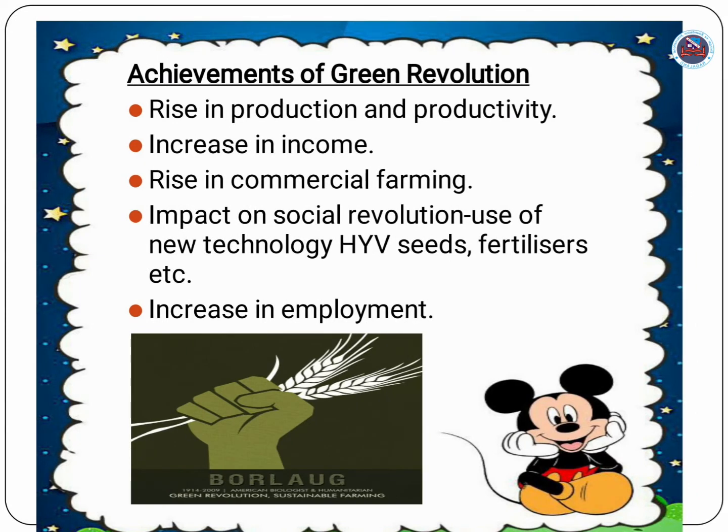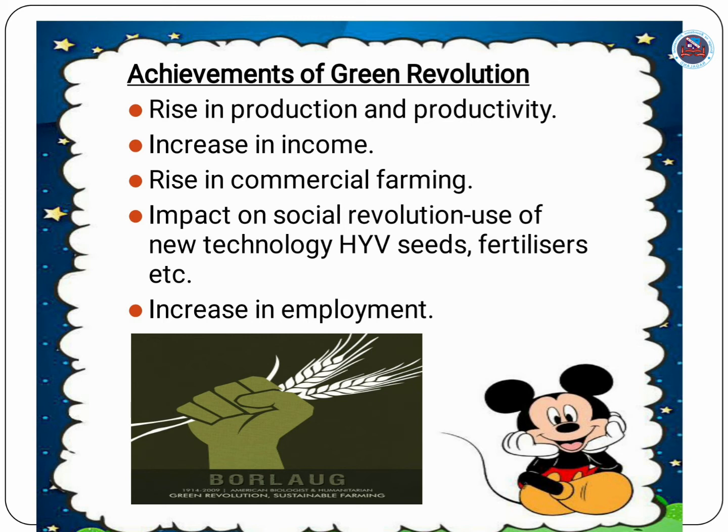Now, the stagnation in the agriculture sector during the colonial rule was permanently broken by the Green Revolution, and after the introduction of this Green Revolution, there was high achievement in the agriculture sector. Now, we will be learning some of the achievements of the Green Revolution. The first achievement brought by the Green Revolution is rise in production and productivity.